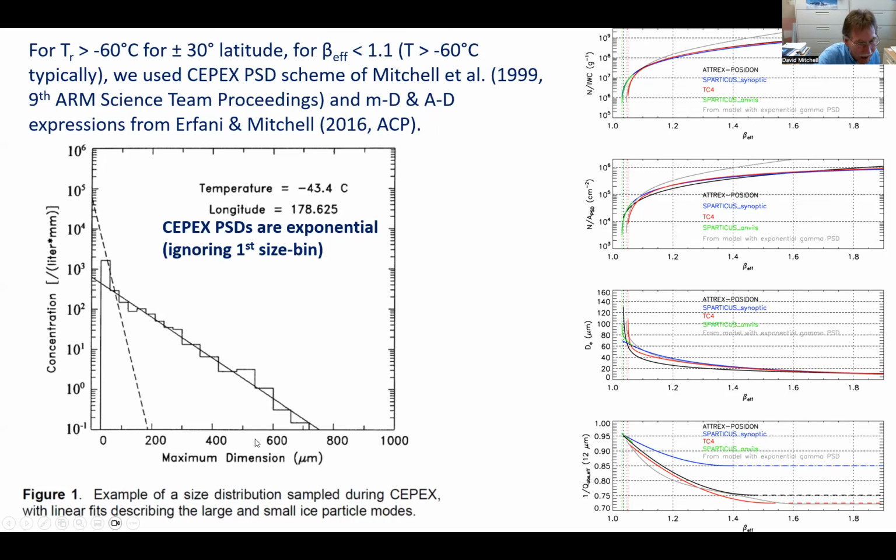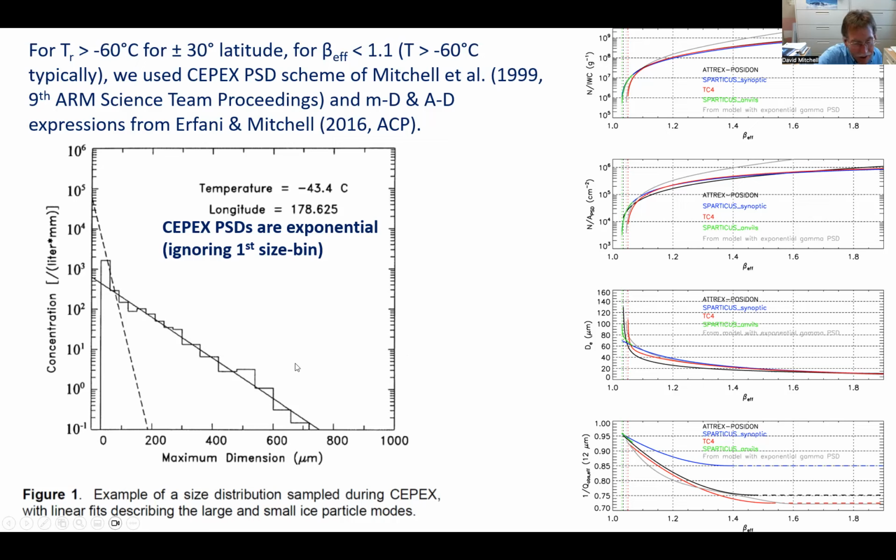I did this work a long time ago. It's published in this ARM science team meeting proceedings from 1999. And they were all exponential except for the smallest bin. So we ignored the smallest bin and said, yeah, we could probably trust an exponential relationship for all the sizes.